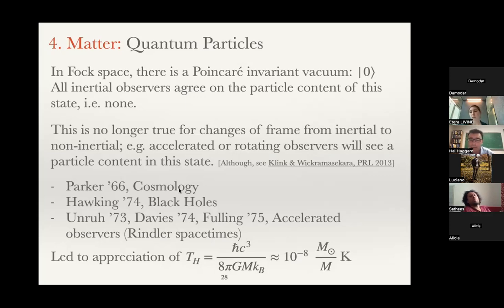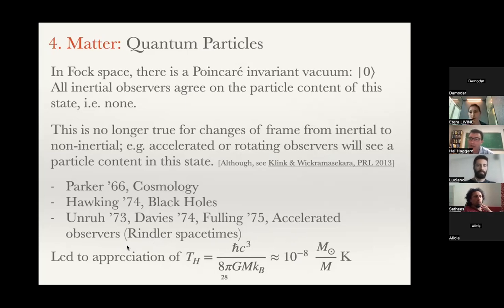But even in the simplest context I was just mentioning, where you just go to a non-inertial frame, Unruh and Davies and Fulling each independently found this effect. So in the context of accelerated observers, we often call this a Rindler spacetime. And you can find the so-called Unruh temperature of the thermal bath of particles that you see.